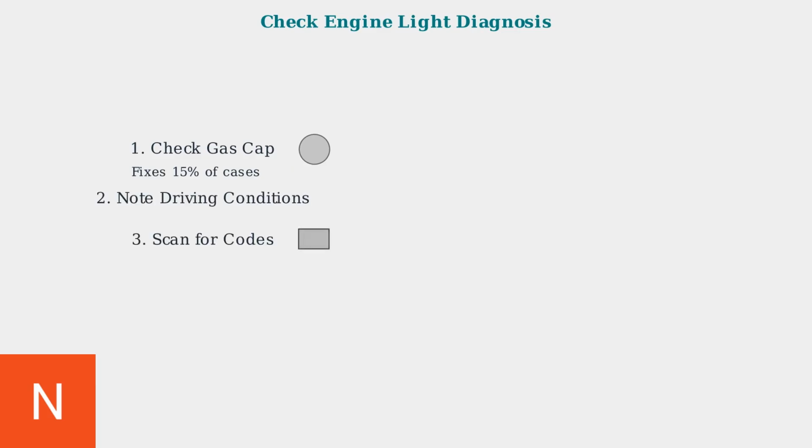Second, note the driving conditions when the light appears. Third, use an OBD2 scanner to retrieve diagnostic trouble codes. This is crucial for accurate diagnosis. Fourth, check all fluid levels, including oil and coolant. Fifth, inspect your air filter, as clogged filters can affect sensor readings and trigger warning lights.